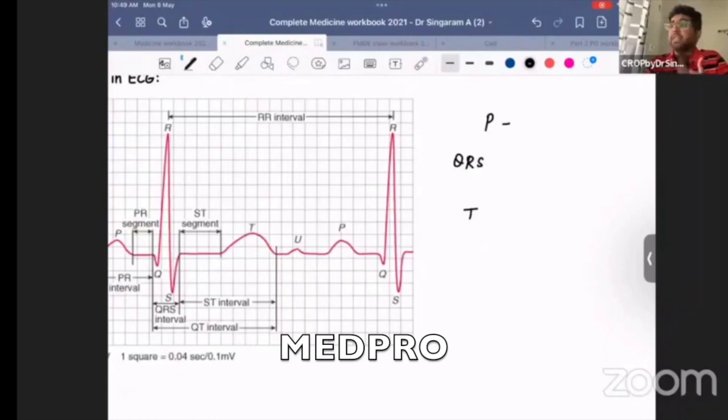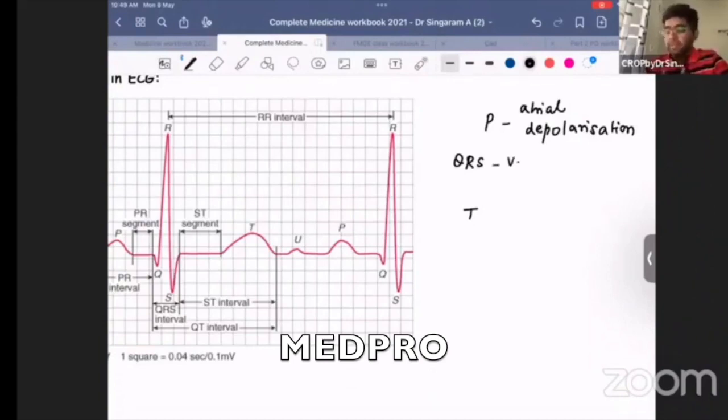It is depolarization only. Which depolarization? Atrial depolarization. It represents atrial depolarization. Don't forget. Okay? It represents atrial depolarization. And what is the QRS representing?